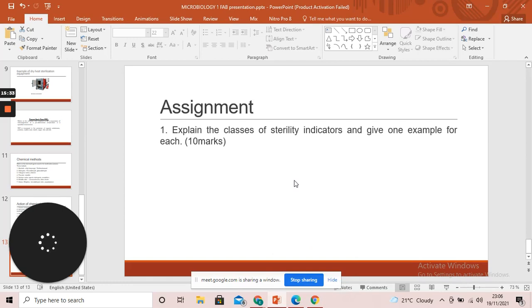So I'm going to give an assignment which will be delivered next week during our next lesson. The assignment is to explain the classes of sterility indicators and give one example for each.